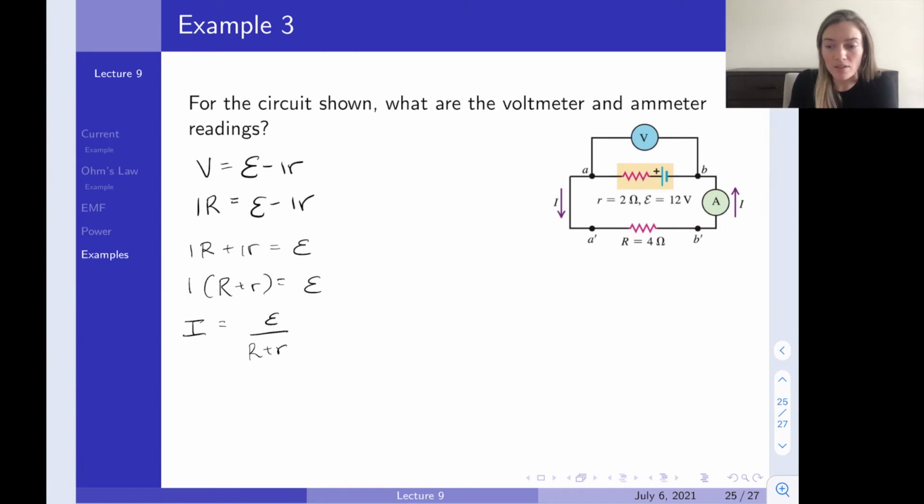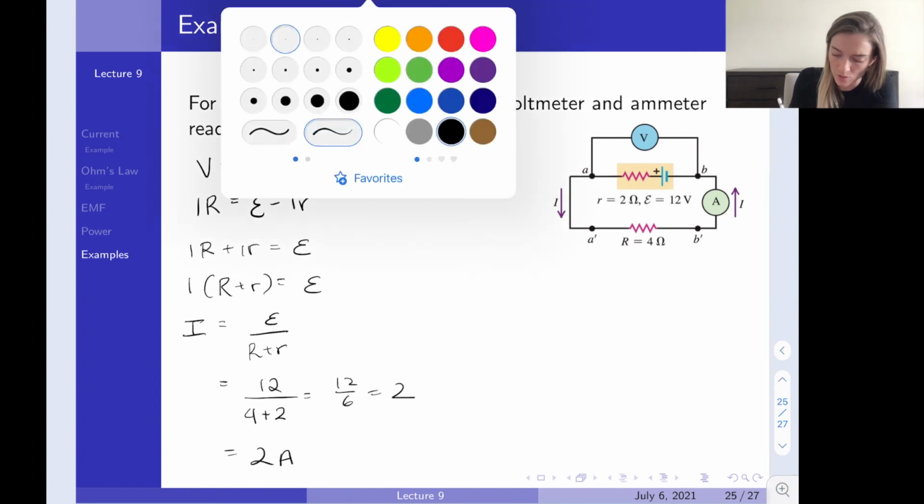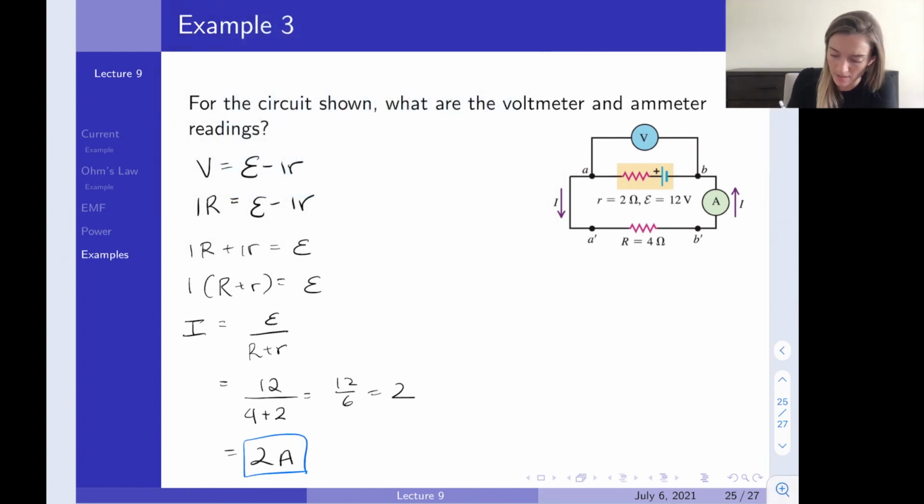So now I have everything here, right? I have my EMF supplied by the battery, which is 12 volts. I have the capital R, which is the external resistance, the resistance of that external resistor here. And then I have the internal resistance of the battery. So just plug those things in. We get 12 divided by 4 plus 2. So that's obviously 12 over 6, which is 2. So our current is 2 amps. That's our current moving through this circuit.